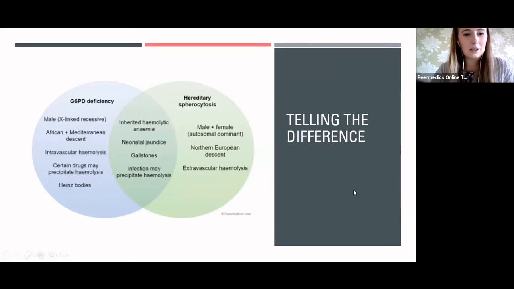So again, just remember, you've got intravascular hemolysis with G6PD, extravascular with hereditary spherocytosis, autosomal dominant in hereditary spherocytosis, X-linked recessive in G6PD, but they can both present with neonatal jaundice, gallstones, and infection leading to hemolysis. So use the ethnicity, use the gender, use things like whether splenomegaly is present as your distinguishing factor between the two, if it comes down to those being an option on the multiple choice question.